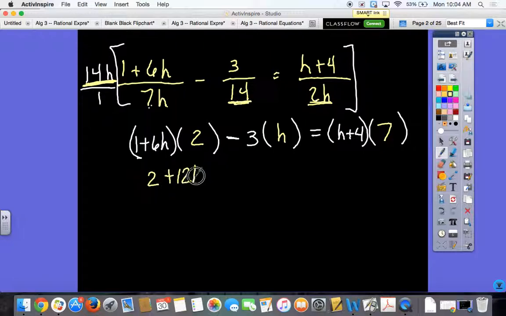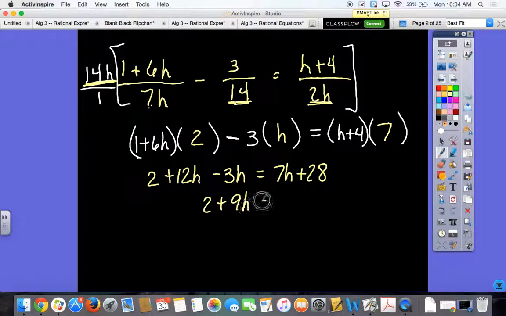2 plus 12h minus 3h equals 7h plus 28. So we have 2 plus 9h equals 7h plus 28. So let's see here. 2h equals 26. h is 13. Now we do need to check out our restricted values.